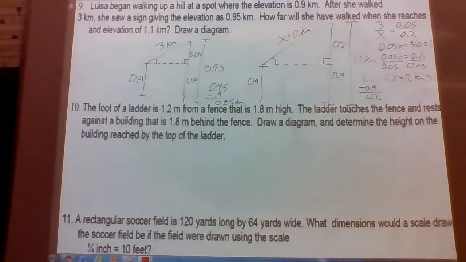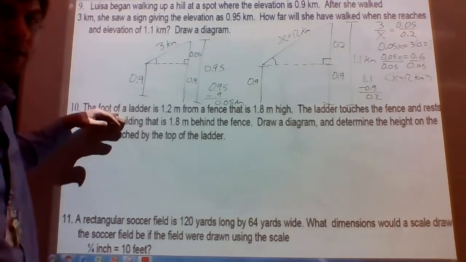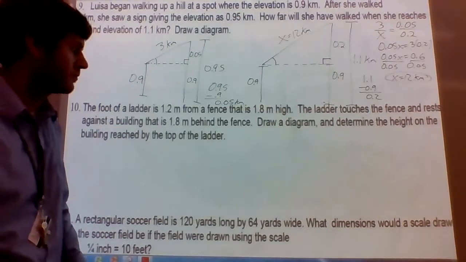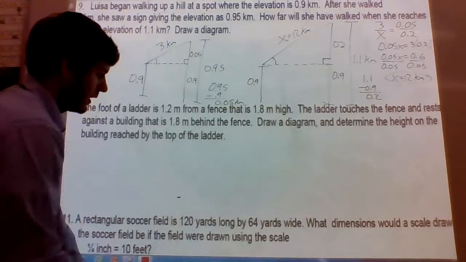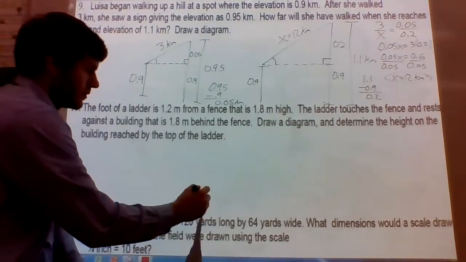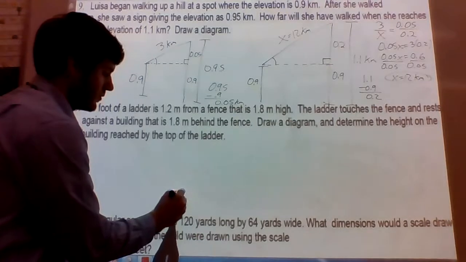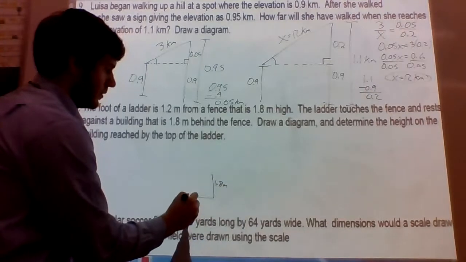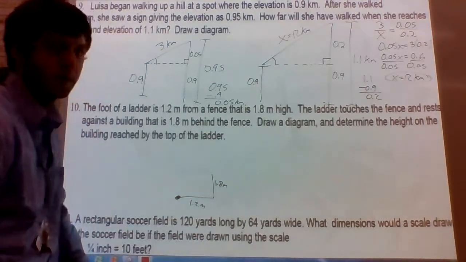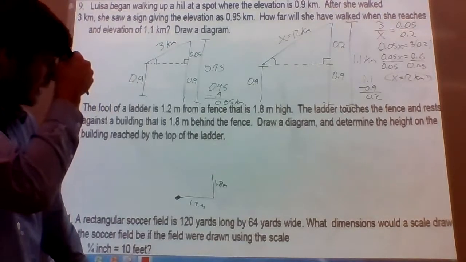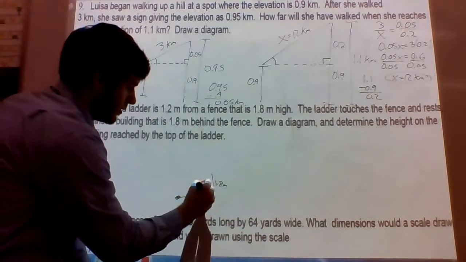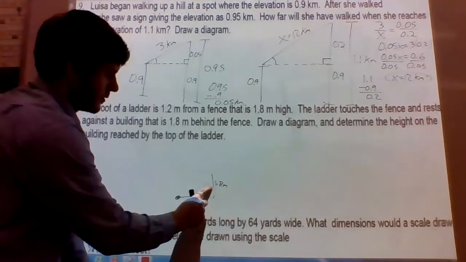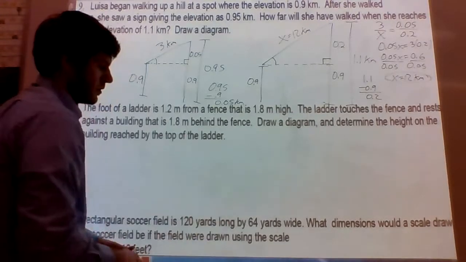The foot of a ladder. So foot of the ladder, meaning the base of the ladder, the part that's on the ground, is 1.2 meters from a fence. Okay, so here's the foot of the ladder, and we have a fence. We have a fence that is 1.8 meters high, and we know the foot of the ladder is 1.2 meters away from the fence. So this is our fence right here.